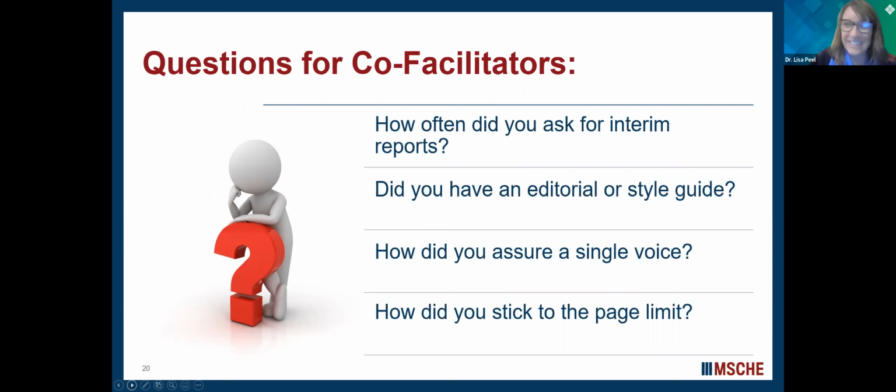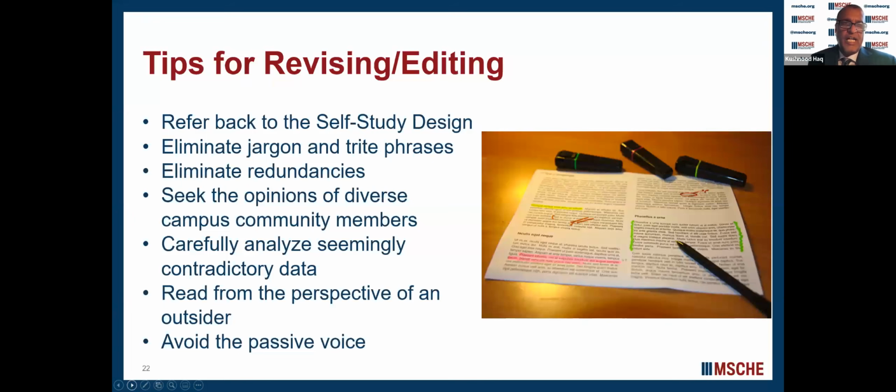Yes. Thank you. Okay, so we'll move forward now and talk about some of the tips for revisiting and editing your document. So one thing you want to do is refer back to the self-study design, because that's where you laid out your methodology and how you're going to do things. So it has to stay consistent with how you started out. Eliminate jargon and trite phrases. Try to keep it nice and tight.